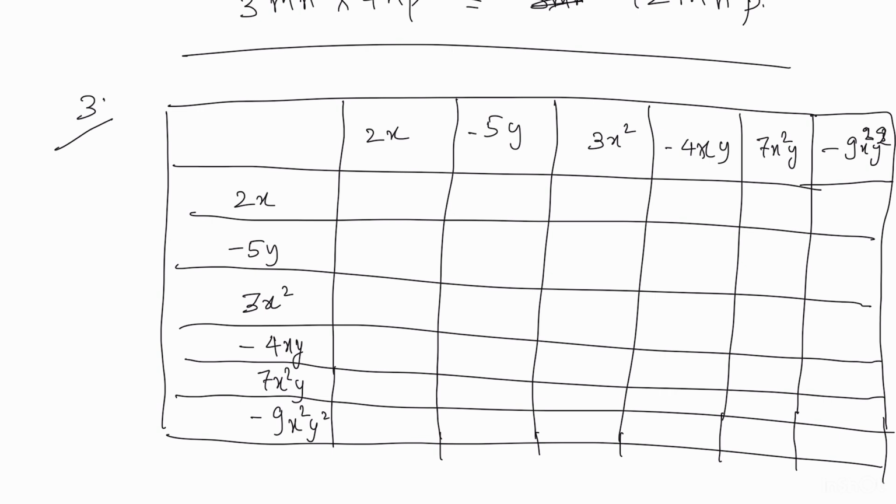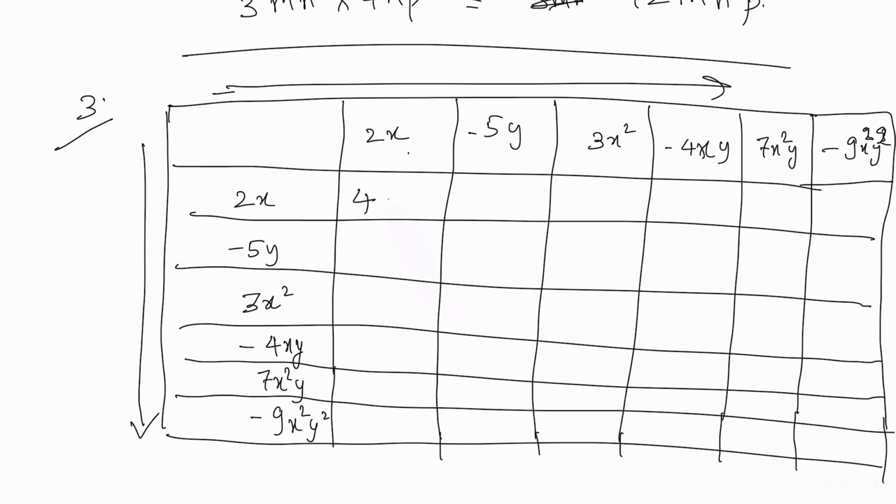Okay. In all the columns and in all the rows, we have exactly the same terms. Okay, you have to multiply each of them. So 2x into 2x will be what? 2 2 is 4, and x into x will be x square. Then 2 into minus 5 is minus 10. X into y is xy. 2 into 3, 6. X into x square, x cube. 2 into minus 4, minus 8.